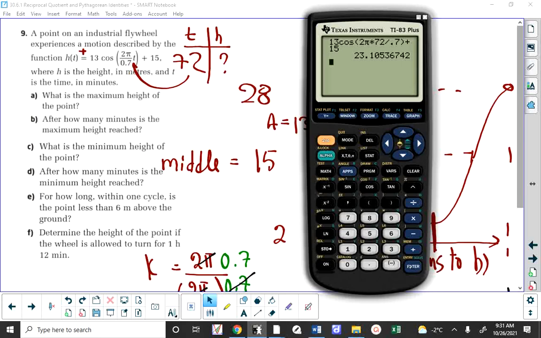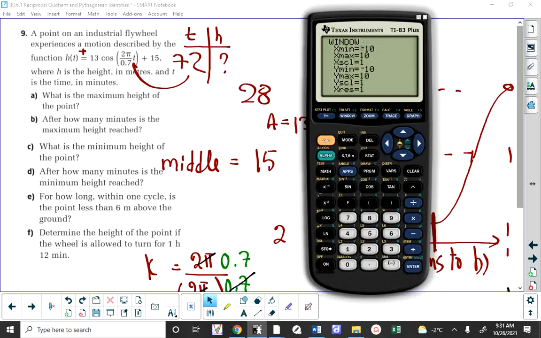Now, to answer E, you have to look at it on your graphing calculator. And part of me, when I saw F, Ryan, wanted to say, let's do F on the graphing calculator as well, because I knew we had to do E on the graphing calculator. So I'll show you E and F both at the same time. I'm going to enter in for Y the function which is 13 cosine 2 pi x over 0.7, close the brackets on the argument for cosine, plus 15.